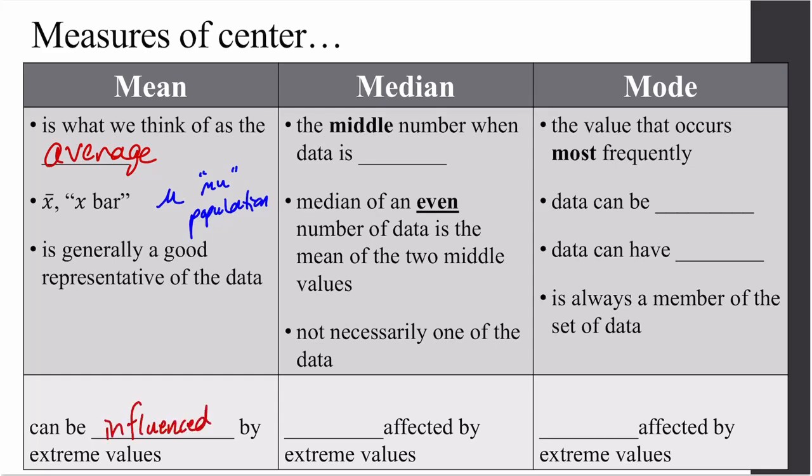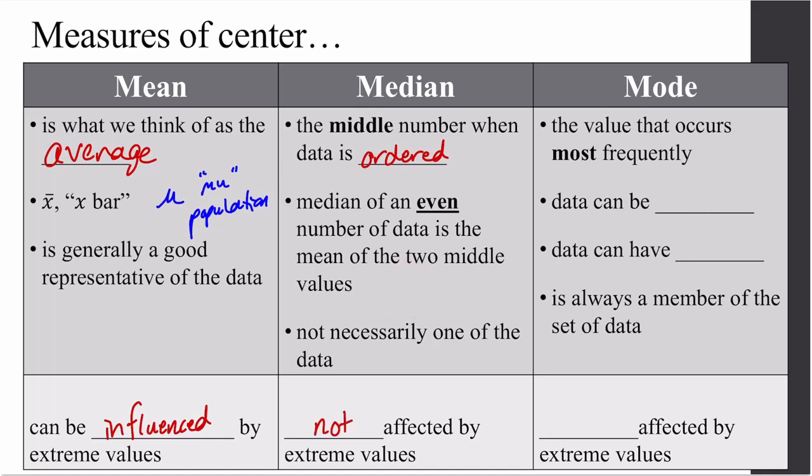The median is your middle number. So this is when your data has to be put in order, then that's going to be your middle number. Now, if you have an even number of data, then the median is going to be the mean of those two values that are in the middle. And the median is not necessarily one of the data set. If the two middle numbers were like 5 and 6, then the median could be 5.5 because it would be halfway between 5 and 6. Now the median is useful because it is not affected by extreme values.